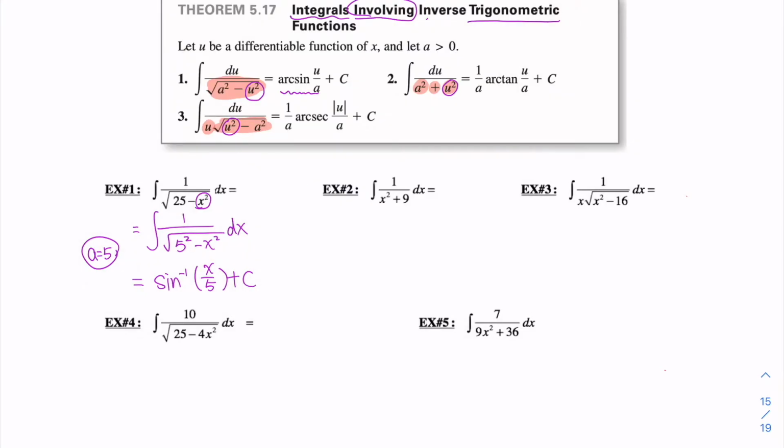If you look at example 2, a equals 3. So this will be 1 over 3 tangent inverse of x over 3 plus c. If you look at this one, the coefficient of x squared is 1, and a equals 4. So it's 1/4 secant inverse of x over 4 plus c.